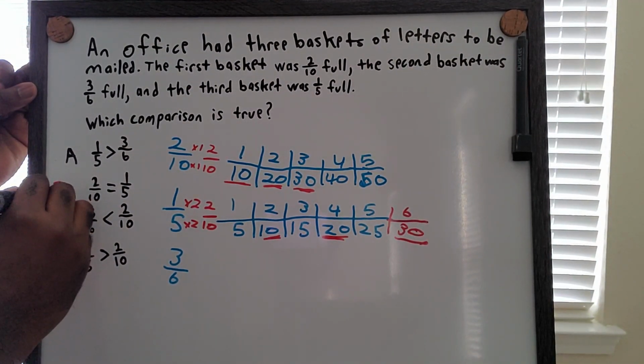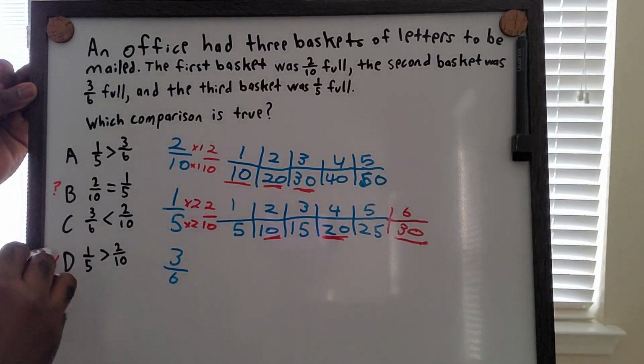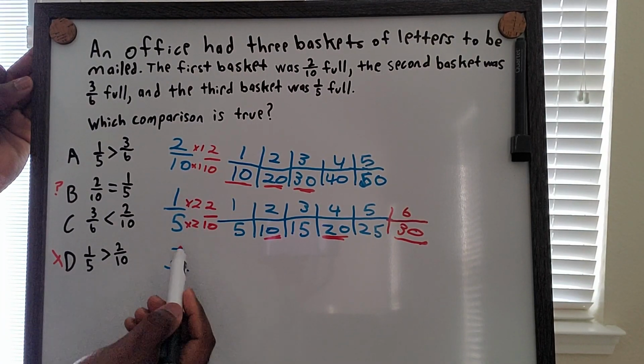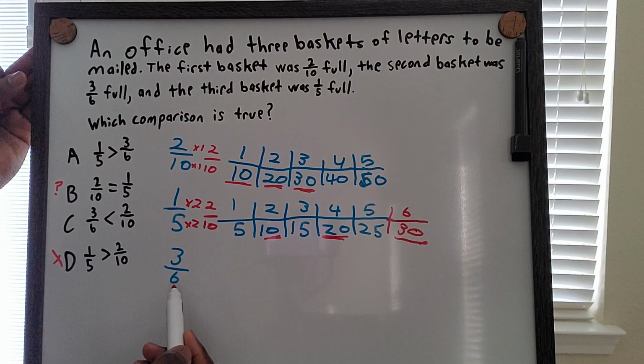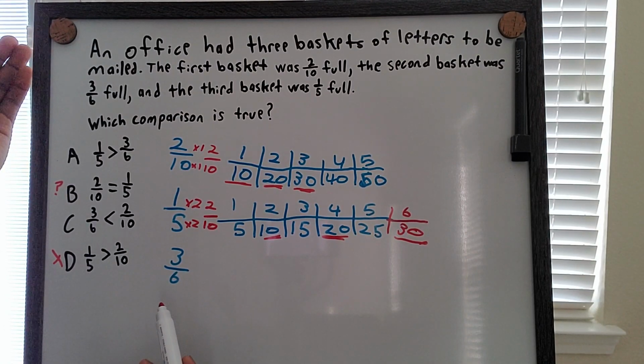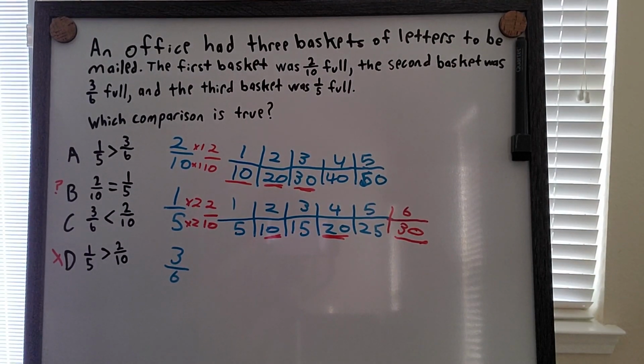I see B, but it says 1/5 is greater than 2/10. I know that this is not the right answer. So now I want to check for 6. I'm going to do the first 5 multiples of 6. I want you to pause the video and do it yourself. I'll give you 3 seconds. 3, 2, 1.